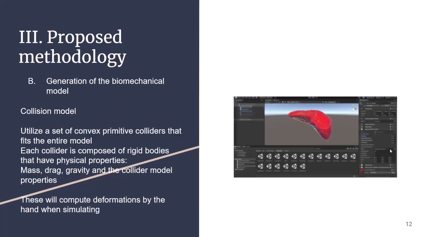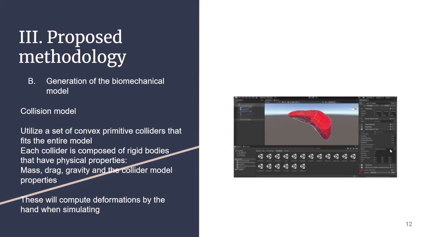The next step consists of generating the biomechanical model. In order to generate a biomechanical model, we will need to first of all generate a collision model, which will serve as how the model collides with other objects.